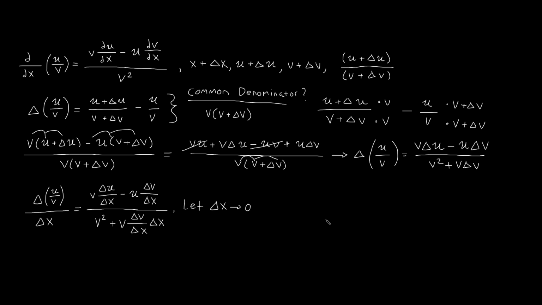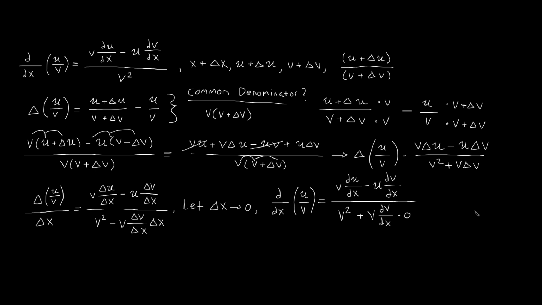If we let the change in x approach 0, all of the fractions are going to become derivatives, and the final factor on the bottom is going to go to 0. So, as it turns out, we're going to end up with the following. That is, the derivative of u over v equals v times the derivative of u minus u times the derivative of v over v squared plus v times the derivative of v times 0. But since this last term in the denominator is being multiplied by 0, this whole last term is going to go to 0. And since the last term in the denominator goes to 0, that means that we just proved the quotient rule. The derivative of u over v equals v times the derivative of u minus u times the derivative of v over v squared.